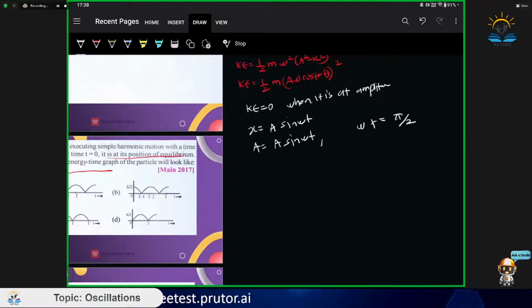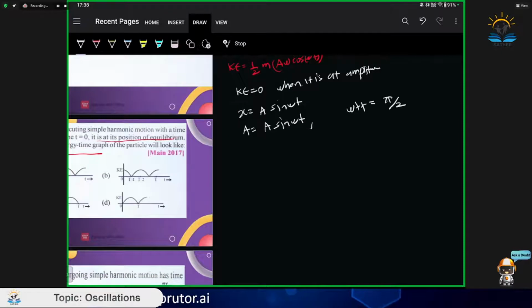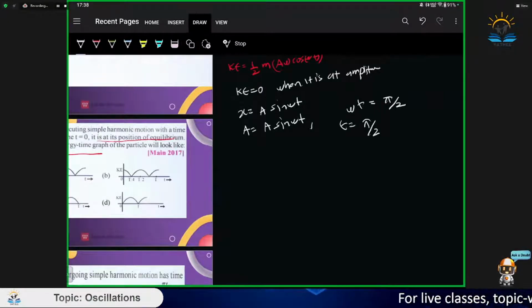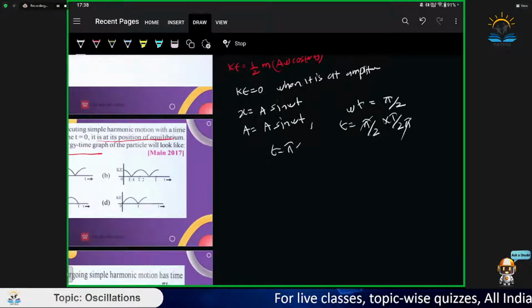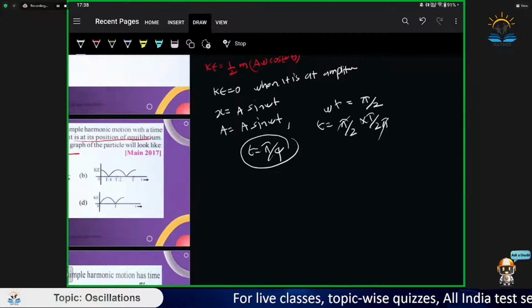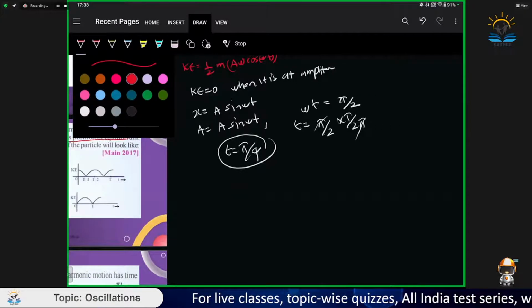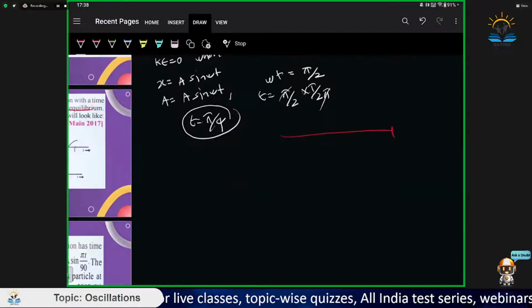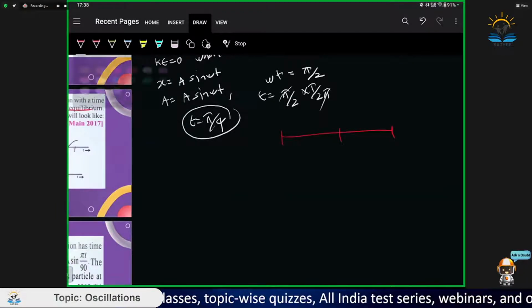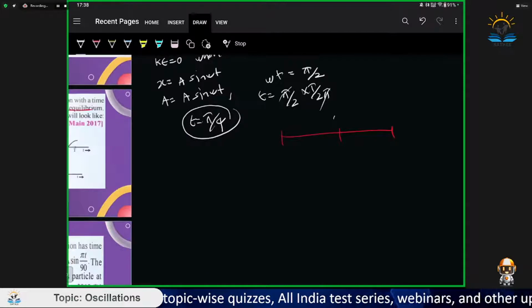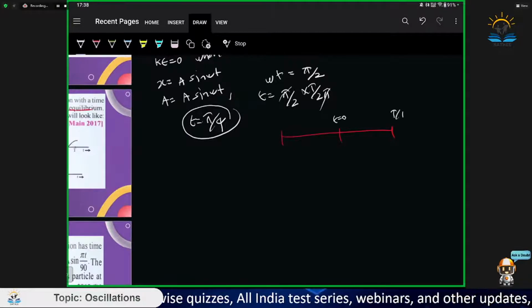Omega t will be pi by 2, right? So time t will be pi by 2 by omega. Omega means 2 pi by T. So that is T by 4. At time T by 4, the particle attains amplitude. For simplicity, we can say it like this: from t equal to 0, here T by 4.